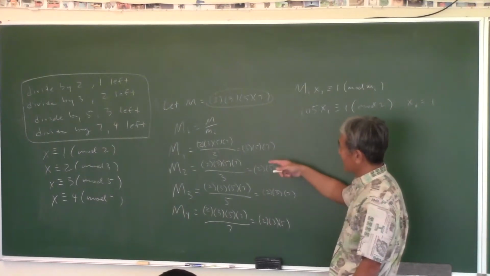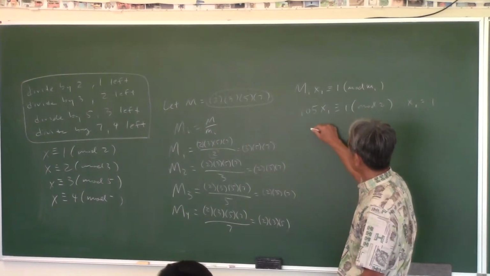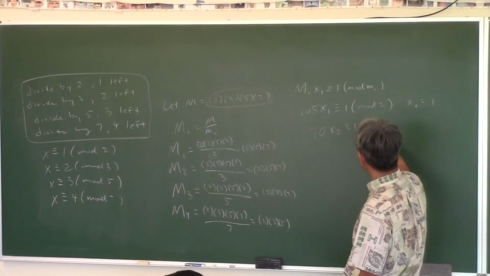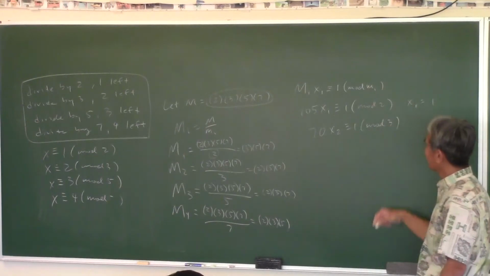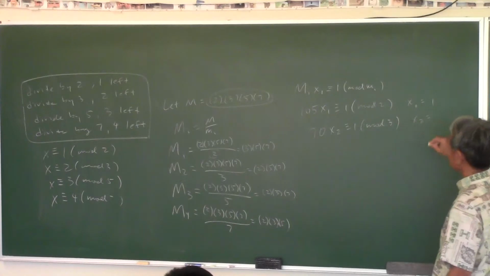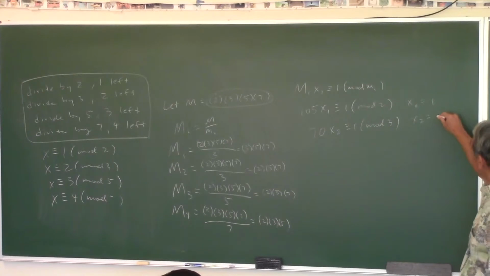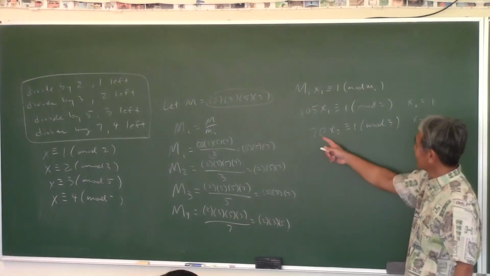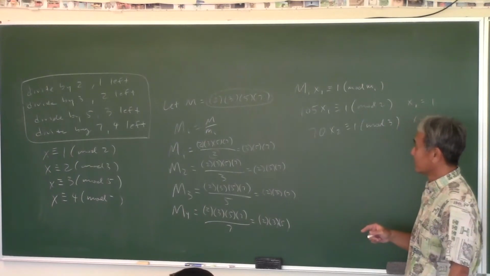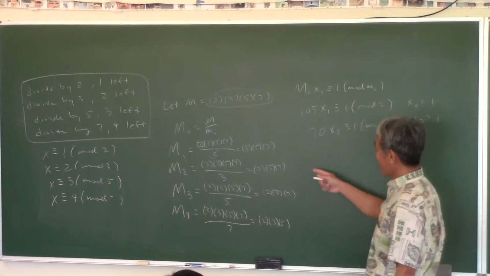What is capital M2? 2 times 5 times 7, which is 70. So 70 x sub 2 has to be congruent to 1 modulo 3. What integer could x sub 2 be? Can it be 1? Yeah, 1 works as well, because if you plug in 1, that's 70, and 70 minus 1 is 69, which is divisible by 3. Okay, what about when I plug in 3?